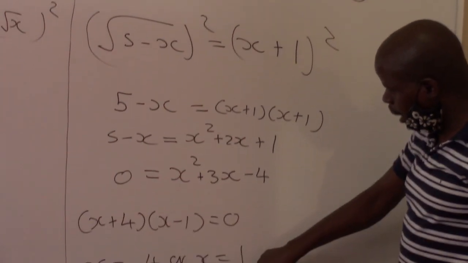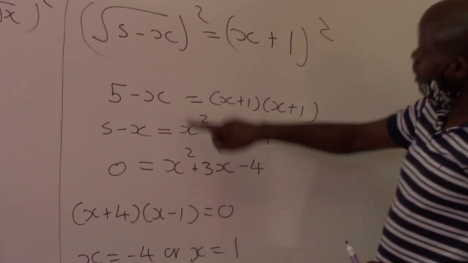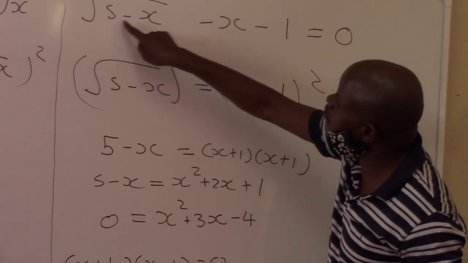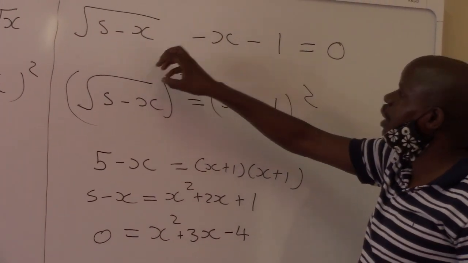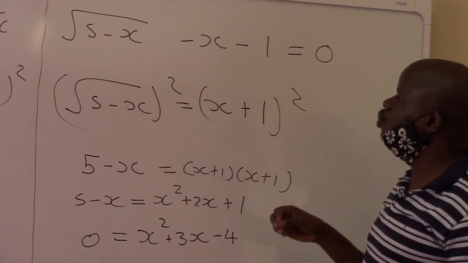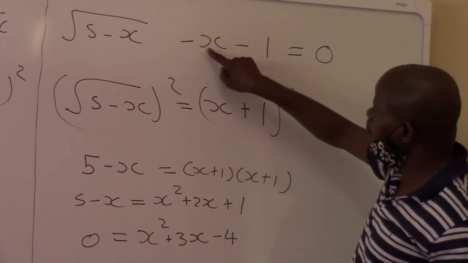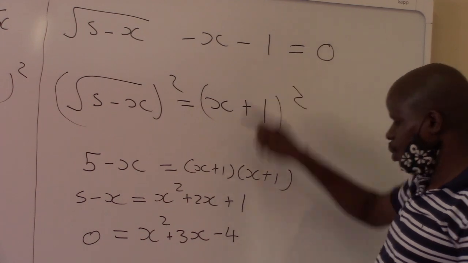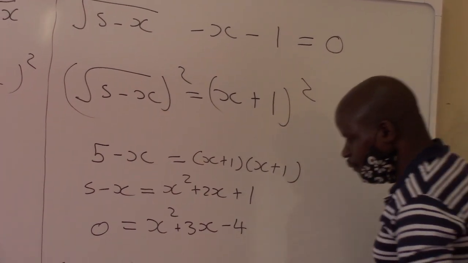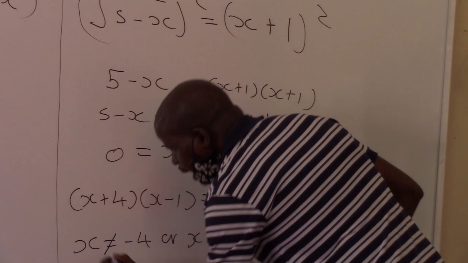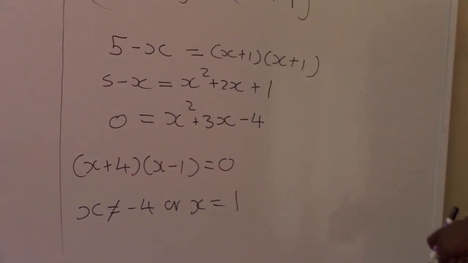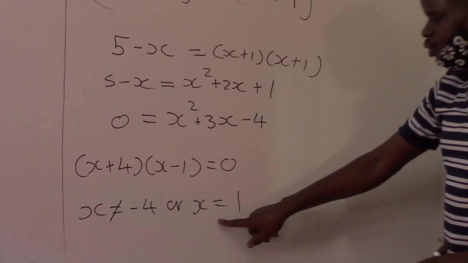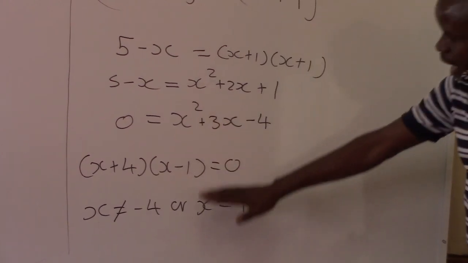And then now we substitute the 1. So positive 1. So it's 5 minus 1, which is 4. And then the square root of 4 is 2. And then here again, it is 1. So it's 2 minus 1, which is 1, minus 1, which is 0. So this one is the correct one. Then we will say x is not equal to -4, x is equal to 1. So that is how we work it out.